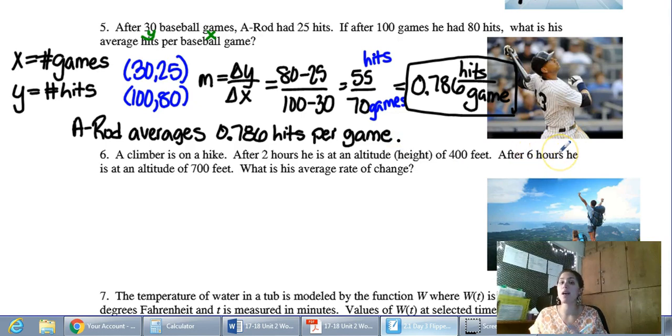So it's not what he does every game, because every game is different. So this is a great example of an average rate of change, again, not constant. No baseball player can go into the game knowing exactly that consistently he will get this many hits per game. But from all of the data collected, they can calculate an average, which is what's happened with A-Rod in this question.